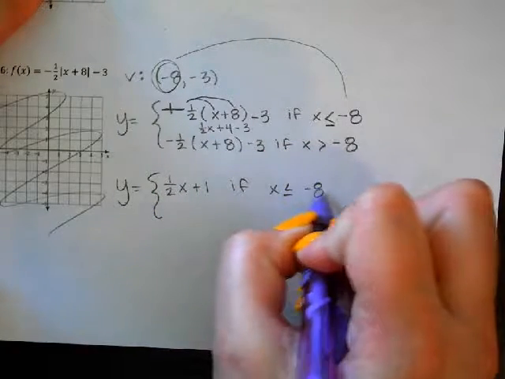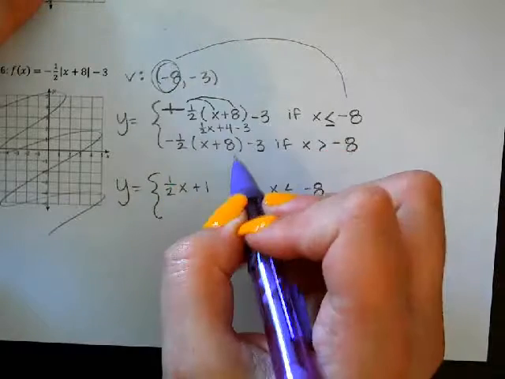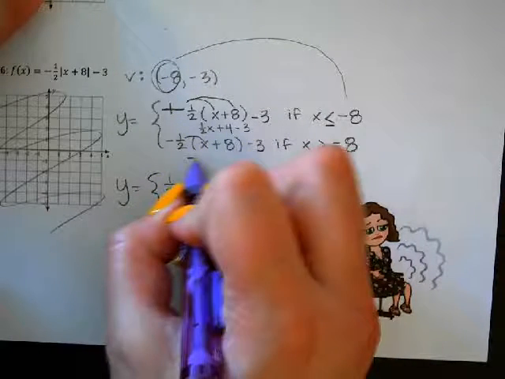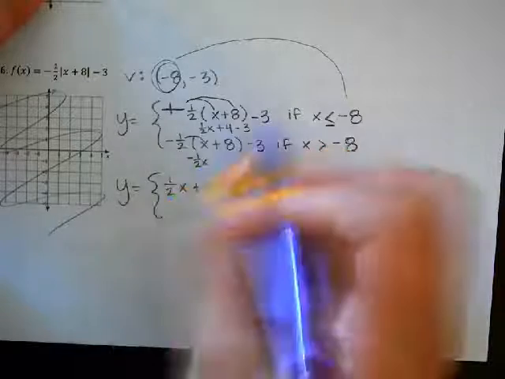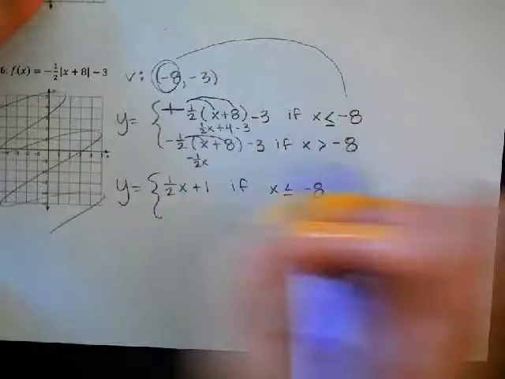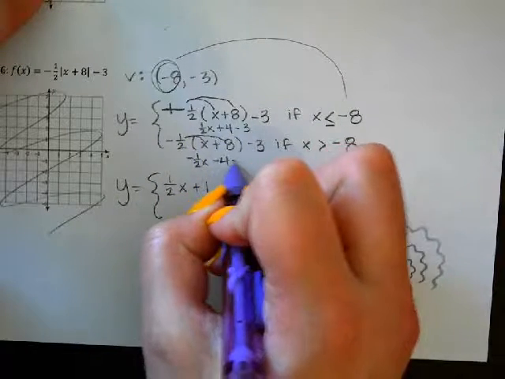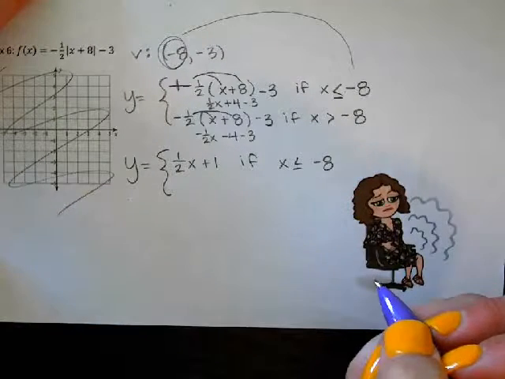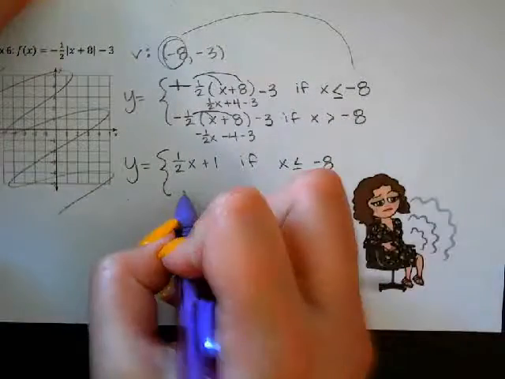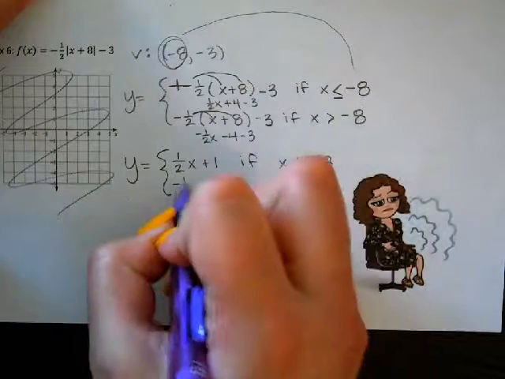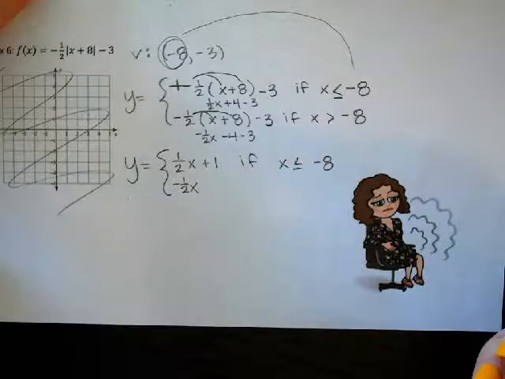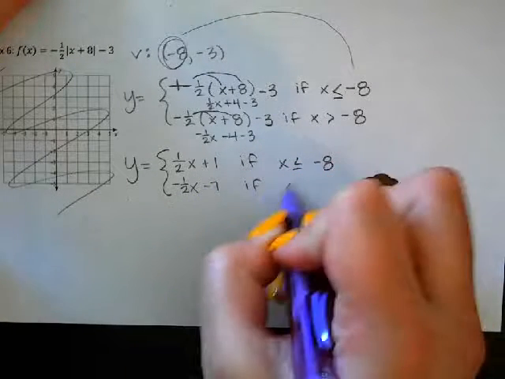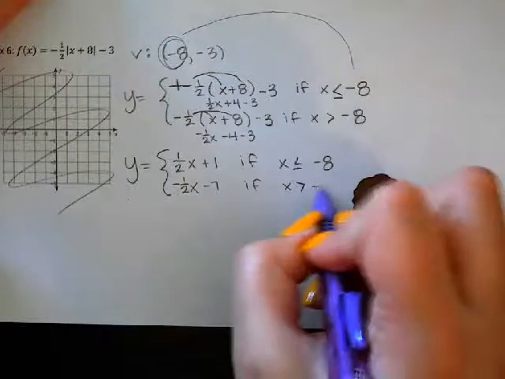All right, and then when I distribute the next one, I've got negative 1/2 x. Negative 1/2 times 8 is negative 4 minus 3. So what does that give me? Negative 1/2 x. Okay. If x is greater than negative 8.